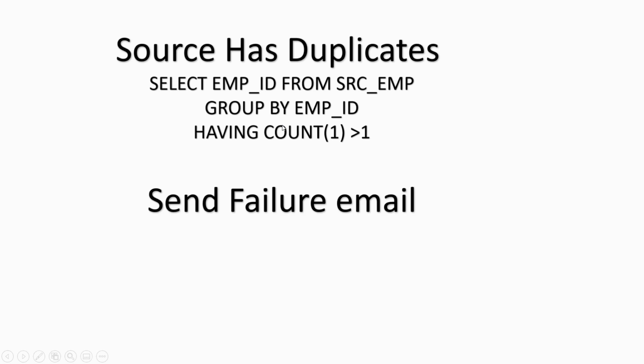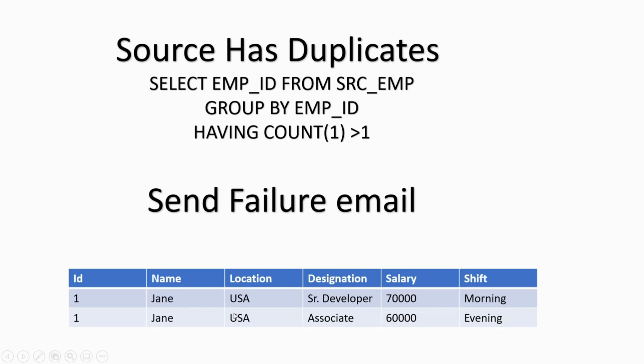Should we send a failure email to source stating that the data could not be loaded, or have we configured our job to pick the latest record from the duplicates based on a column value? This is a must test scenario and it leads to failures a lot of times.